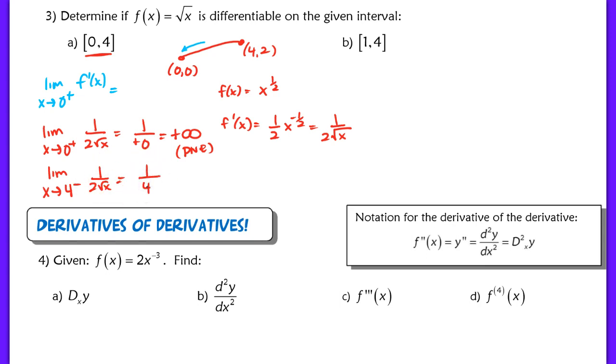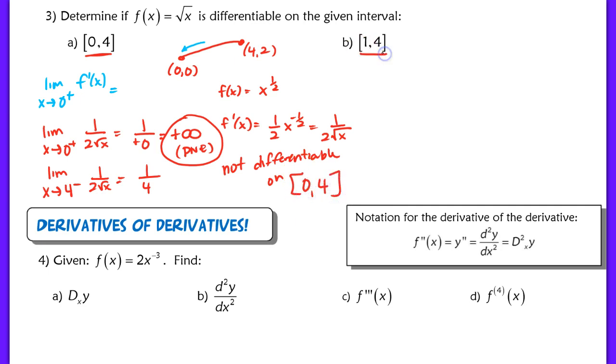So as you approach your right endpoint from the left, that limit exists, it's 1/4, but your limit as you approach your left endpoint from the right does not exist, okay? So this means your function is not differentiable on 0 to 4. So it is not differentiable on the closed interval from 0 to 4.